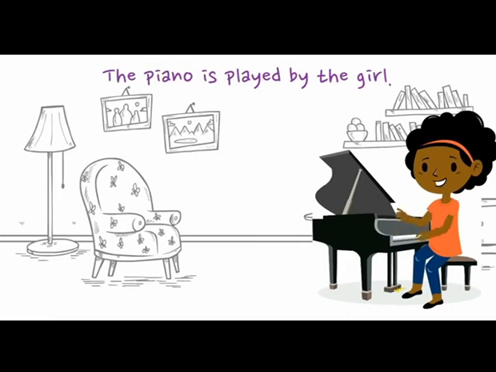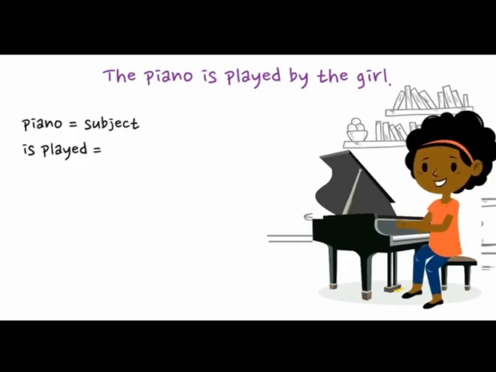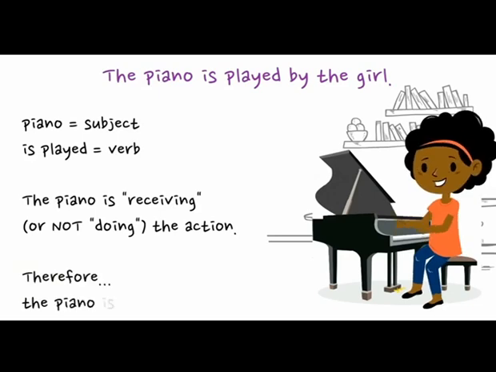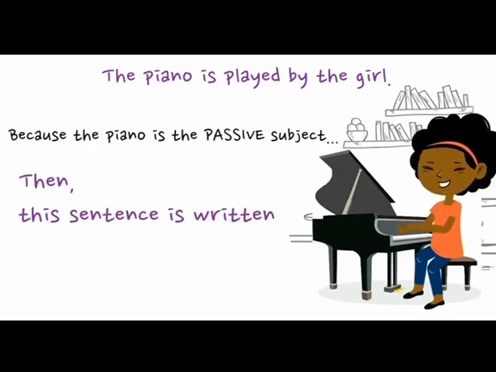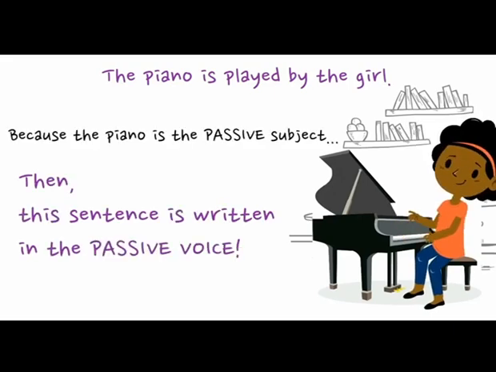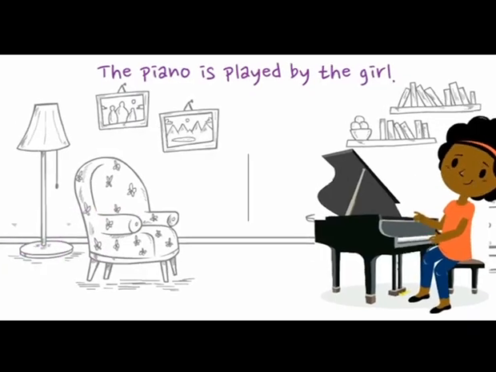The piano is played by the girl. Piano is a subject, is played the verb. The piano is receiving, or not doing the action, therefore the piano is a passive subject. Because the piano is a passive subject, then this sentence is written in the passive voice.